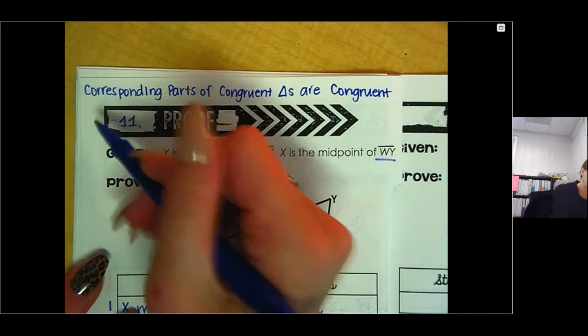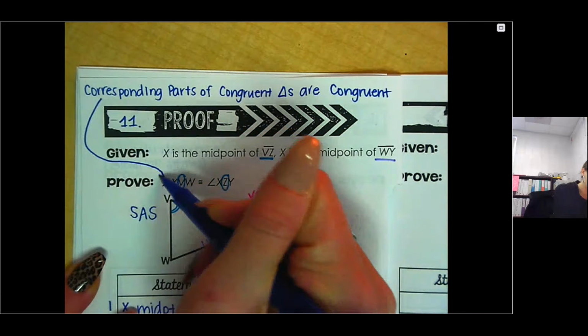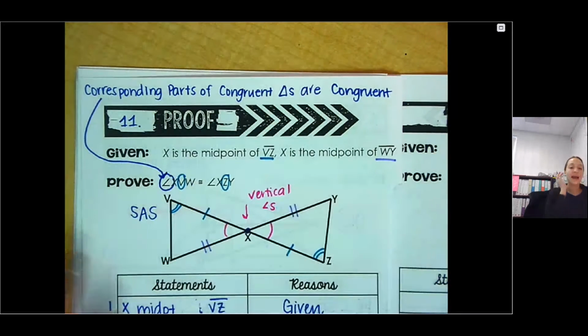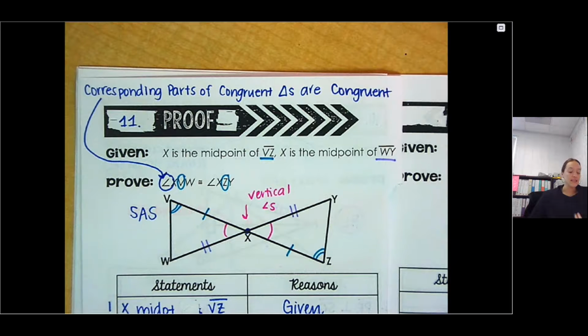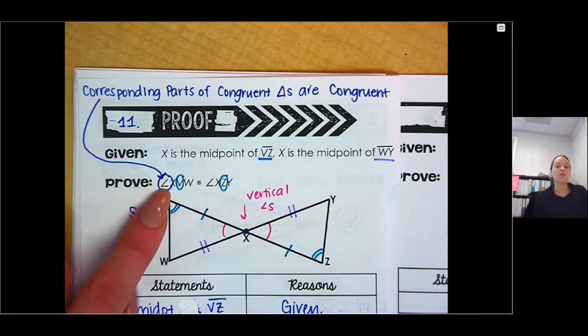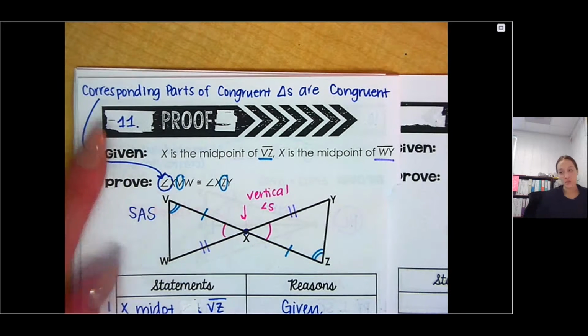So we use that anytime the proof has to do with an angle or a side length. So like in number 12, you're going to see that same kind of thing. That means you have to use corresponding parts of congruent triangles. If you don't see an angle or a side length, then you don't need to use it.